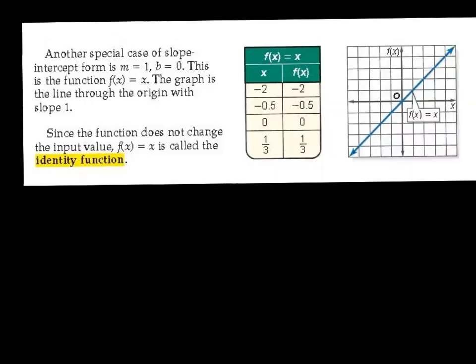Slope is 0. Another special case of slope-intercept form is m equals 1, b equals 0. This is the function f of x equals x. The graph is a line through the origin with a slope of 1. Since the function does not change the input value, f of x equals x is called the identity function. You are who you are.